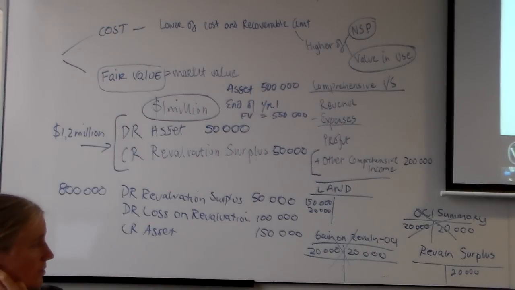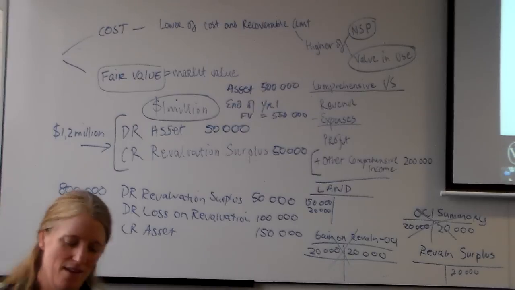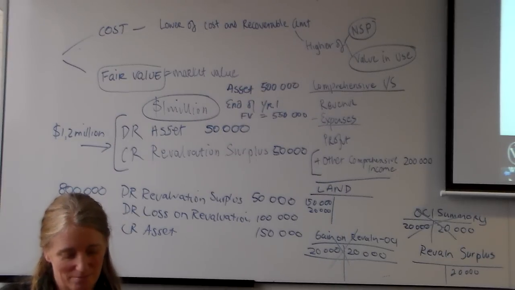I've shown you why they've talked about the other comprehensive income summary, and that's because the revaluation surplus goes to the other comprehensive income account. Okay? So I just wanted to speak about that.